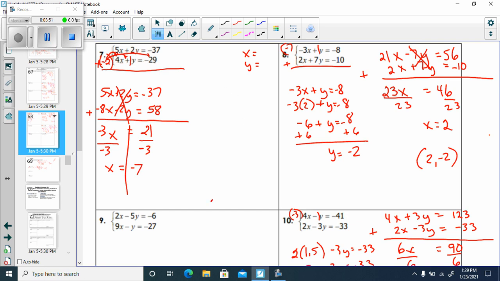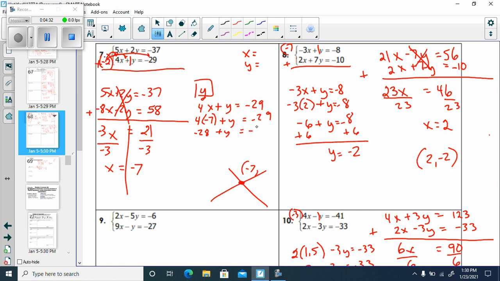So remember, when we're finding a solution of a system of linear equations, you're looking for where the two lines intersect. The x is -7. Now let's find the y. All I've got to do is plug it into either one of these. It doesn't matter which one, okay? Let's see, how about 4x plus y equals -29? Looks like the easiest one to me. You could use either one, it wouldn't matter. My x is -7, so let's plug that in here. 4 times -7 plus y equals -29. 4 times -7 is -28 plus y equals -29.